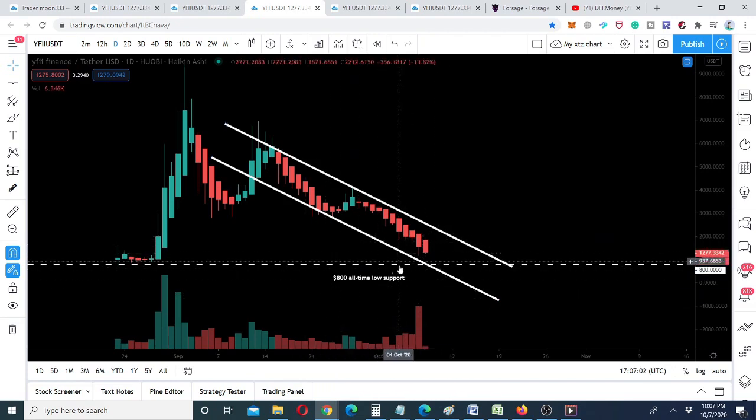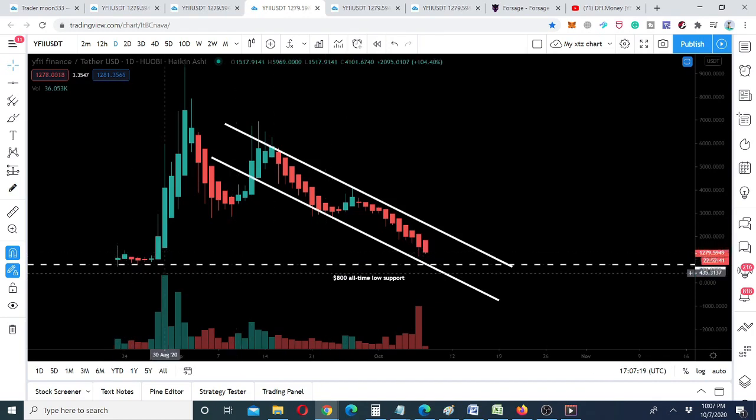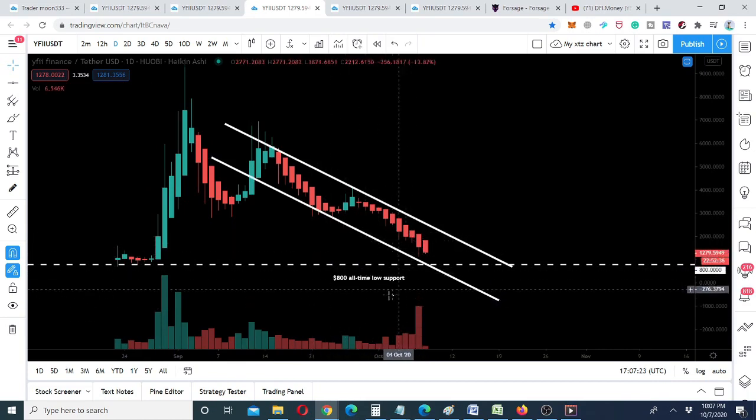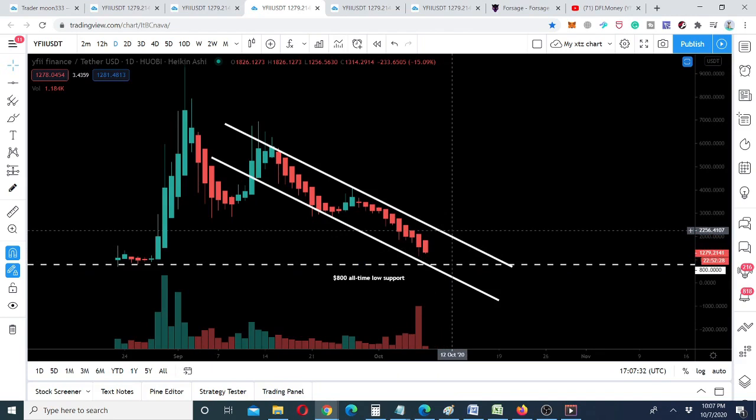And here we have the lowest support, the price action support of YFII token, that is at $800. Even though the lowest price ever in the history at Huobi exchange is $716, we have several touches at the $800. Therefore, I'm just accepting this level as the support. This will be a very strong support. Maybe the price action will be moved up from here.